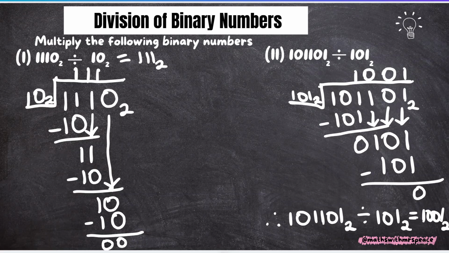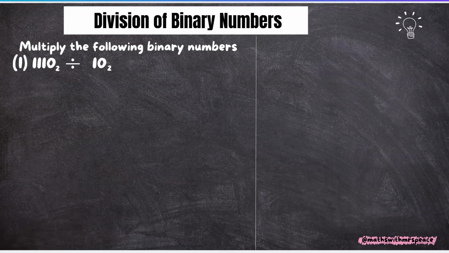So that's it for the first method of division using the normal long division method that we know. Now for the second method that we can use to divide binary numbers, it involves converting the binary numbers to base 10, performing the division in base 10 and then converting our result back to base 2.